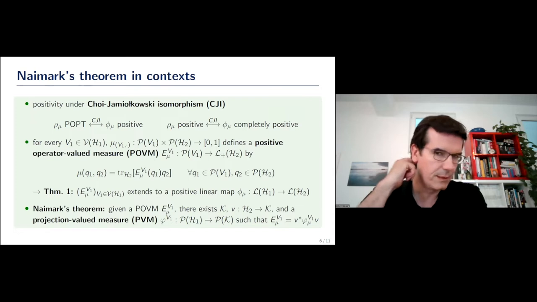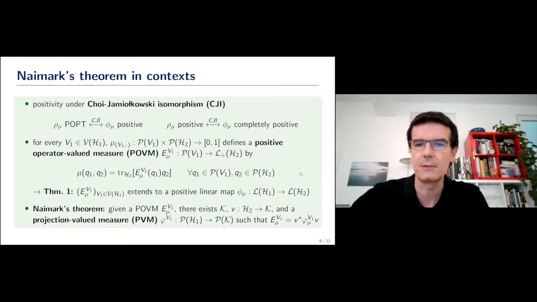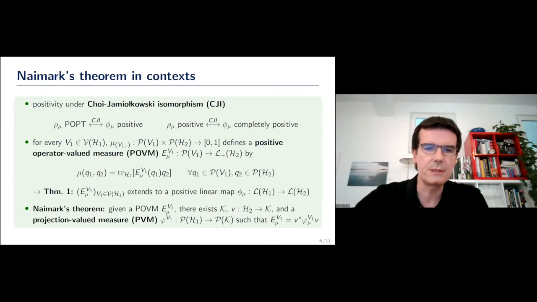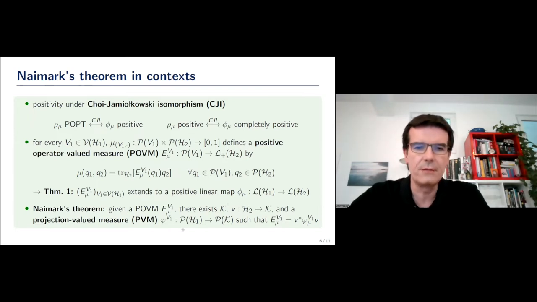The move we want to make is actually going from these POVMs to PVMs, because then another theorem becomes applicable, and this seems to be necessary to characterize quantum states. So it's not just artificial here. You all know Naimark's theorem, although you don't have to read this. So just to fix the notation, if you start from such a POVM, there's a large Hilbert space K, a linear map V from H2 to K, so we enlarge the second Hilbert space here, and a projection valued measure, φ_V1, from the projections on H1 to the projections on K, such that the POVM can be written in this way. That should hopefully be familiar.